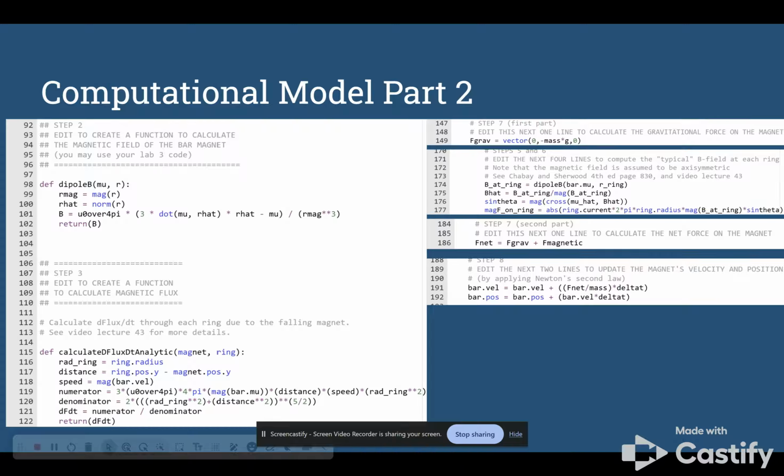And then we have the calculation for the magnetic flux, and that's the derivative of the flux per time, which will calculate the EMF. And then we have on the right the force of gravity, and then computing the typical B field at each ring. So that's like the more formal equation, and then it gets the force.